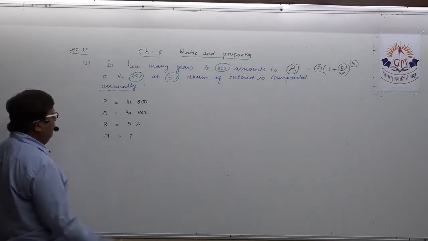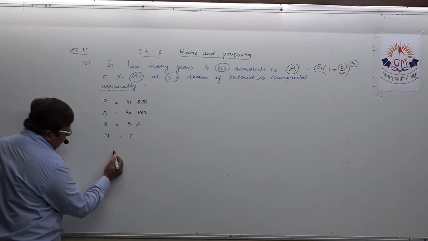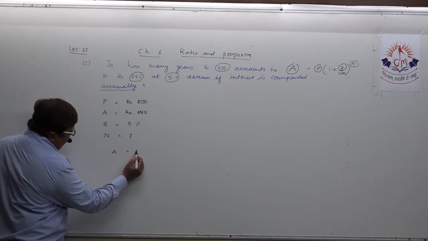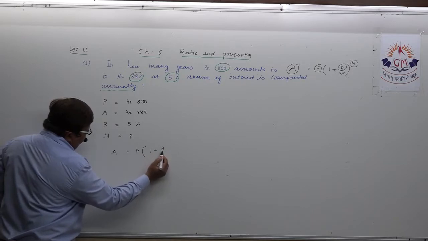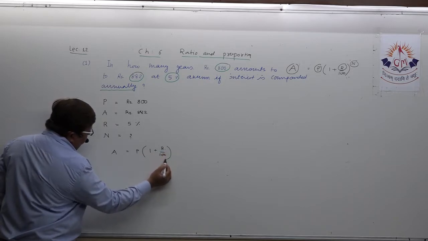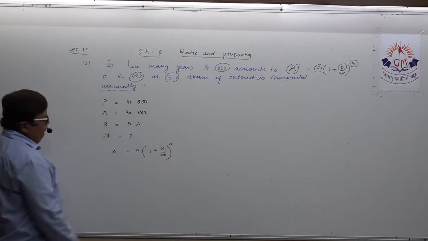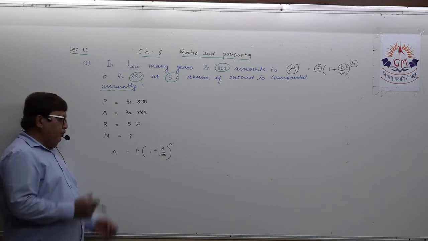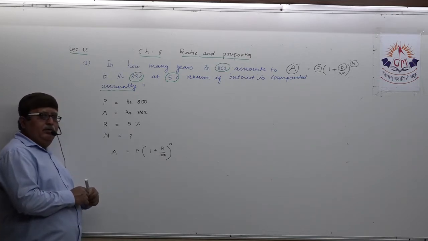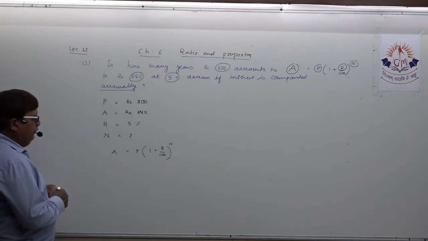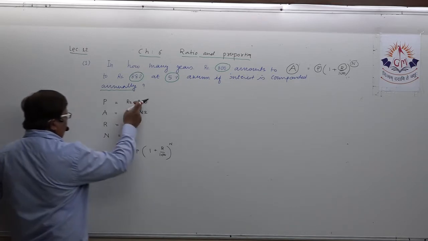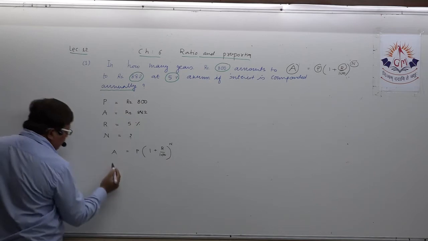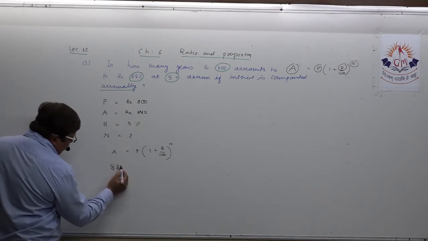Let us first write the basic formula. A equals P into 1 plus r upon 100 raised to n. Please follow me. I will keep the pace of explanation and writing in such a way that you can follow me. Okay, let us substitute the values. What is the amount given? 882.